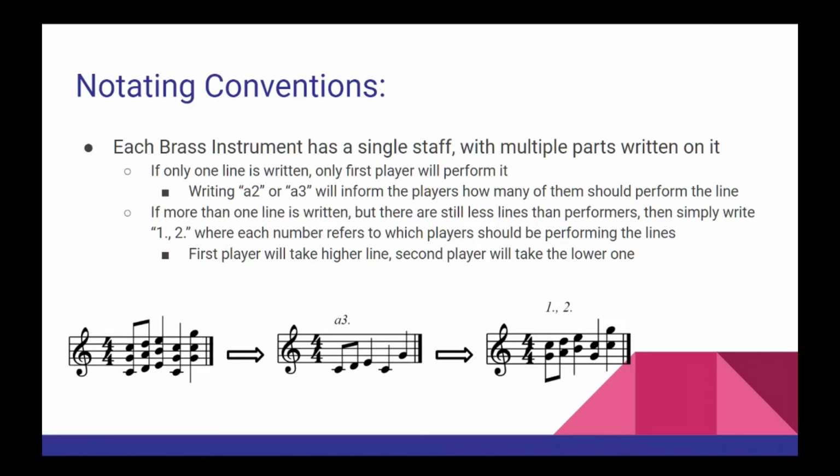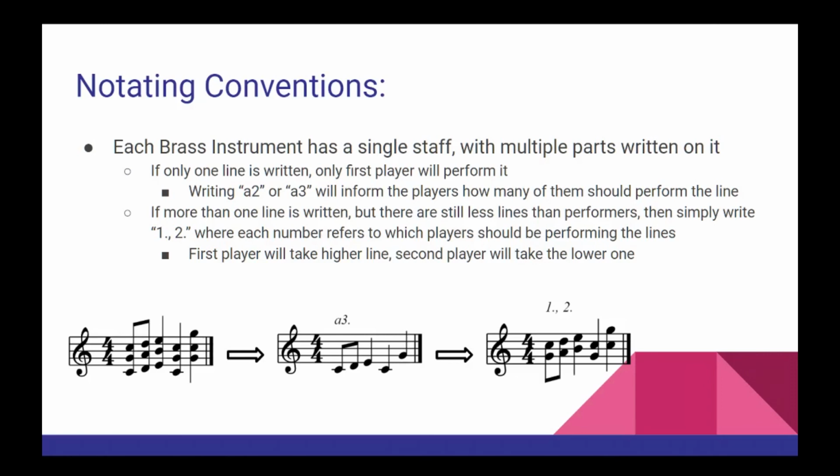Typically, each brass instrument has a single staff, with multiple parts written on it. If you have 3 trumpets, for example, you'll typically see 3 separate lines written on the staff, one for each player. If this convention is not followed, then there are some extra steps you need to take.